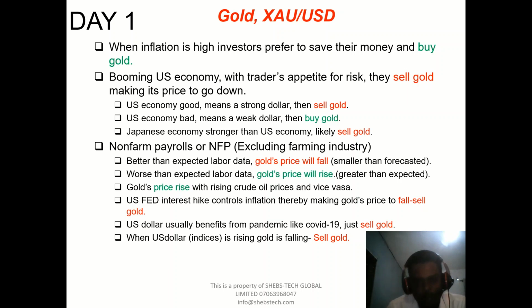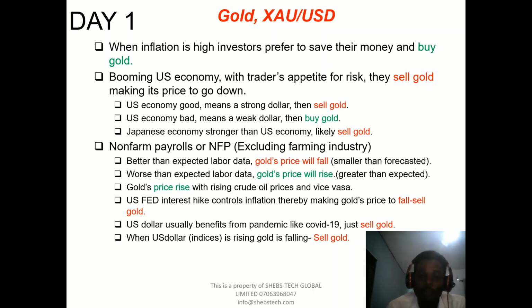Now let's look at the booming US economy. With traders' appetite for risk, they sell gold, making the gold price go down. Look at this analysis: the US economy is good, meaning a strong dollar. Then you sell gold.